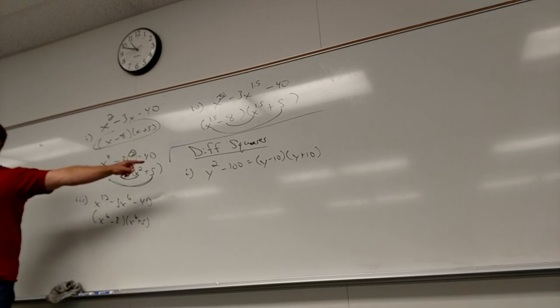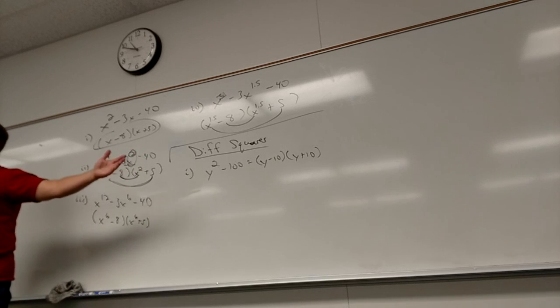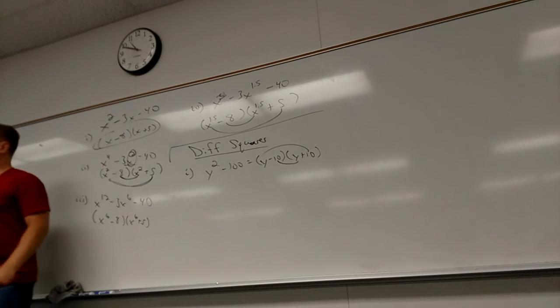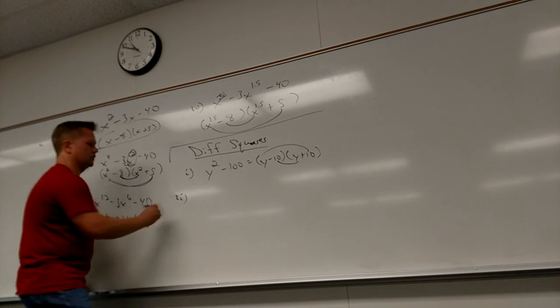But that's the idea. The idea is that y times y is y squared, 10 squared is 100. And then why is there no middle term? Because the middle terms cancel. That's why. All right, now watch this. This is the same exact problem.